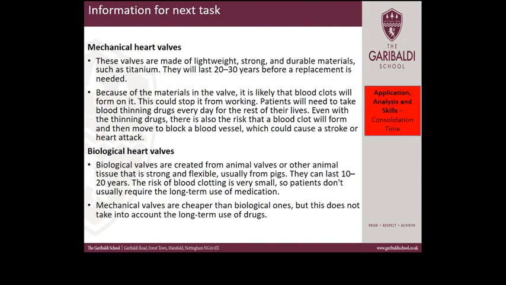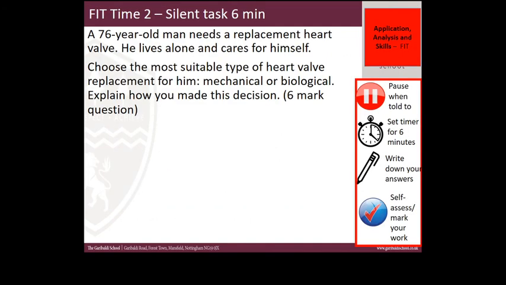Okay, so this is the information that you were given. If you have correctly identified the advantages and disadvantages, the next task will be good for you. If you haven't, go back and please do this task, because you will need it for the next task that you're going to do. So then we have the last one. This is going to be a 6-minute task.